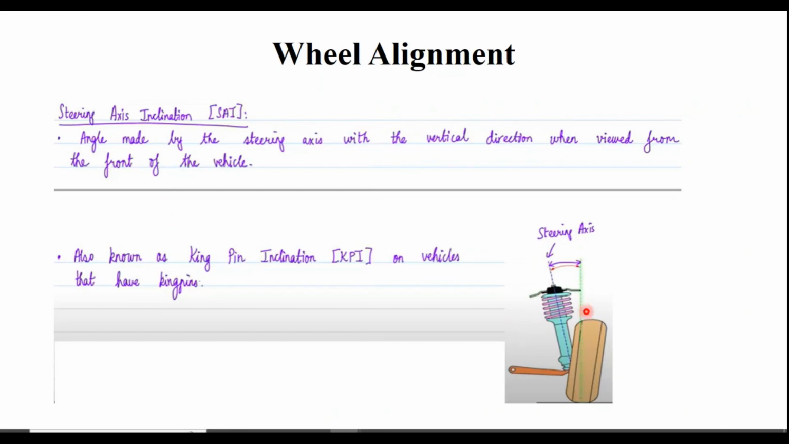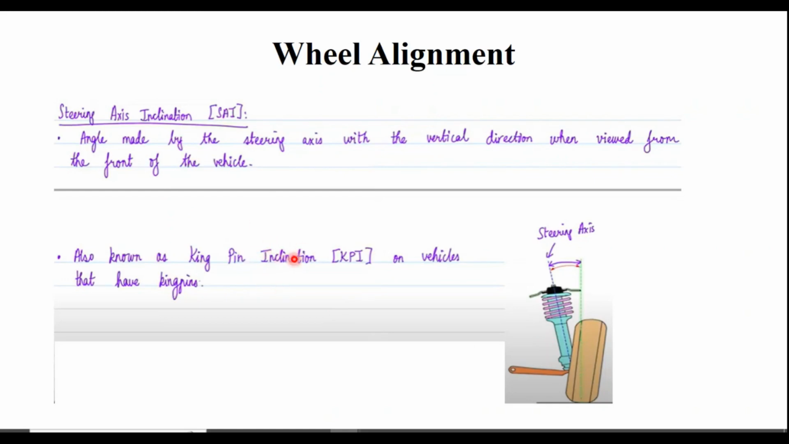So the angle made by the steering axis with the vertical direction. Okay, so this is the vertical direction of the suspension. So the angle with the vertical direction, when viewed from the front of the vehicle, you call this the steering axis inclination. Okay, and this steering axis inclination is also called kingpin inclination.